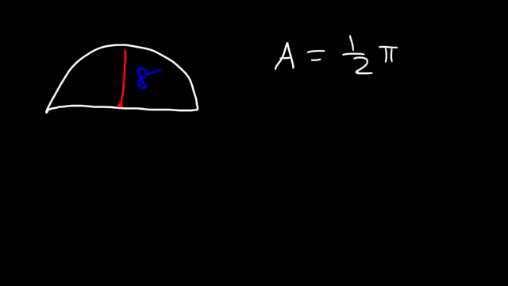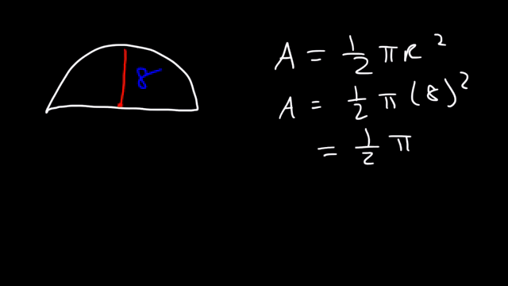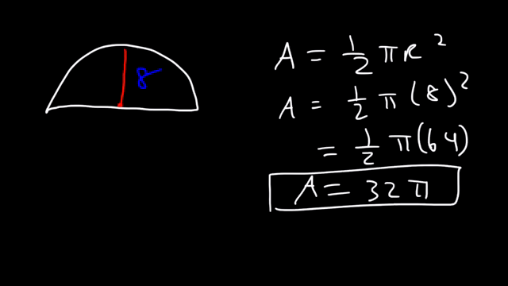And let's say you have a semicircle, and the radius of that circle is 8. If you need to find the area of a semicircle, it's 1/2 pi r squared because we have half a circle. So it's 1/2 pi times 8 squared. And 8 squared is 64. And half of 64 is 32. So in this example, the area of the semicircle is 32 pi square units.